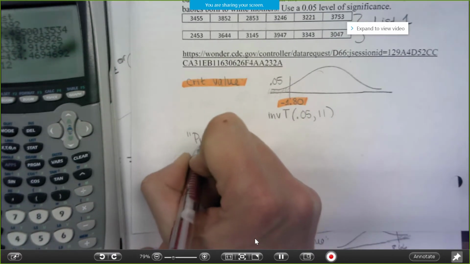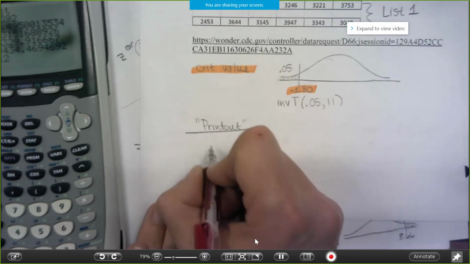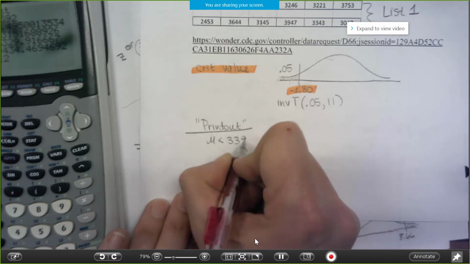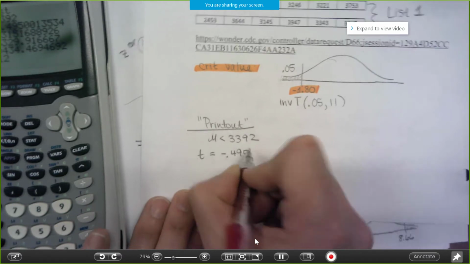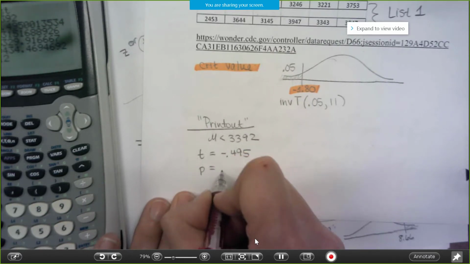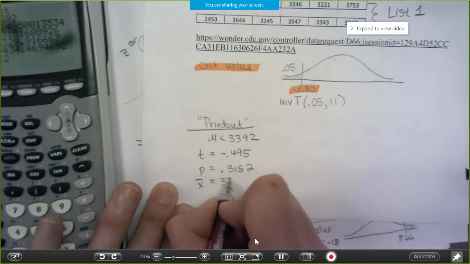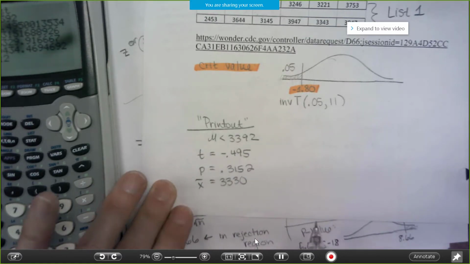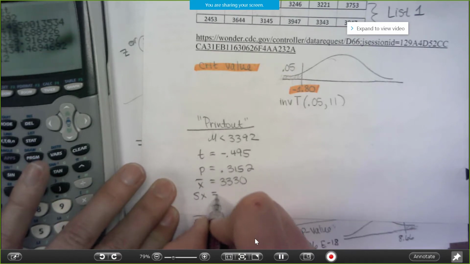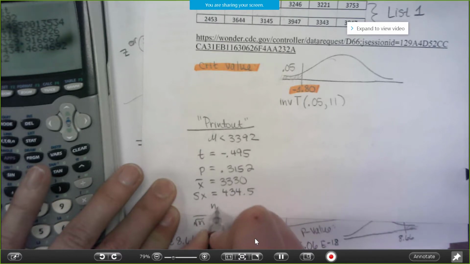Okay, so the printout is mu less than 3392, t equals negative 0.495, p equals 0.3152, x bar equals 3330, if I was going to do one decimal, please. And then sx equals 434.5 and n equals 12.